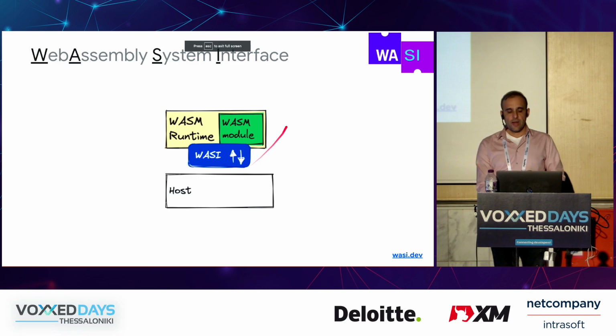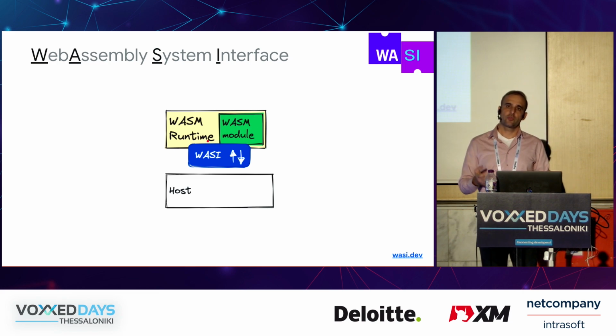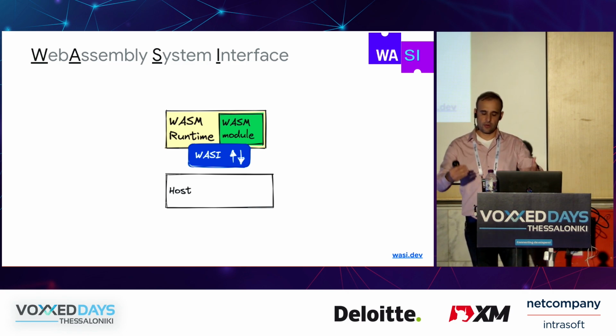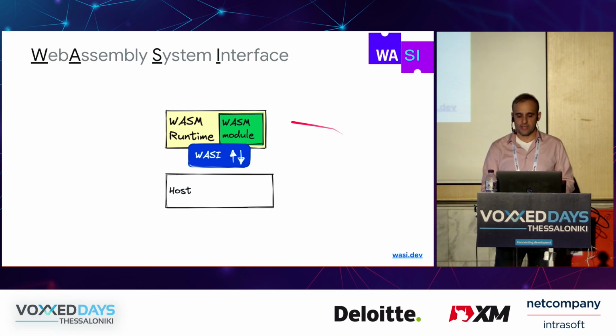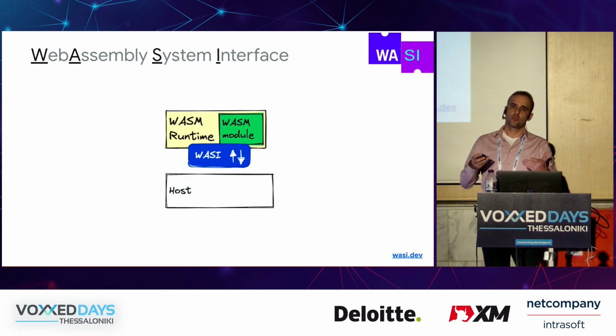Once you have your WebAssembly module running in the runtime, if you're outside the browser, you need a way to talk to the host. Let's say you want to write a file. The way you write a file on Linux is different than the way you do it on Windows. So you need a common interface to be able to do that in a common way. And that's what WASI is about. WASI stands for WebAssembly System Interface, and it tries to give a common interface for WebAssembly modules to talk to different kinds of hosts.